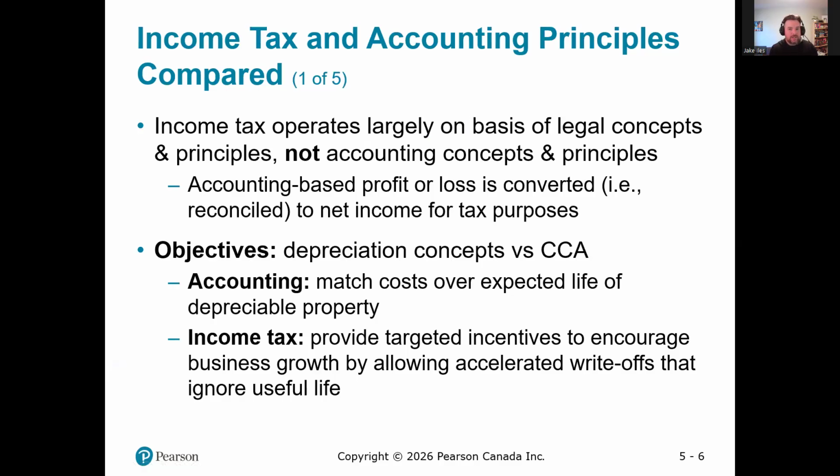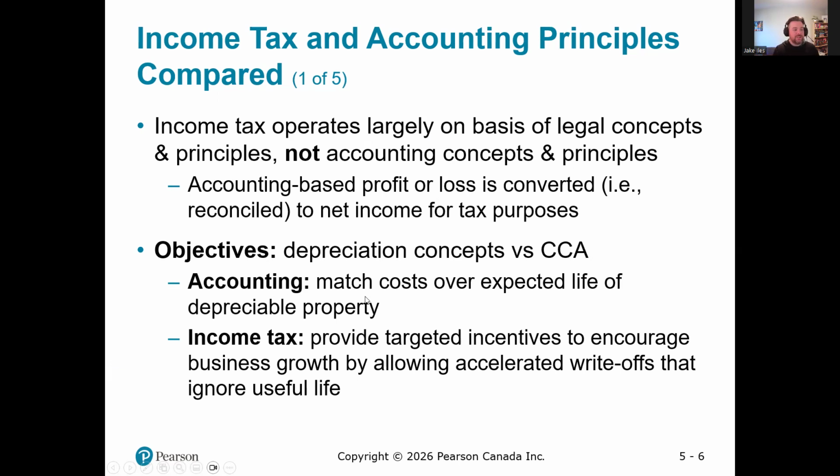CCA, capital cost allowance, is the tax version of amortization. Income tax operates based on legal concepts and principles, not accounting principles. So the accounting-based profit or loss is often converted to net income for tax purposes. Accounting has different depreciation concepts than the Tax Act does.